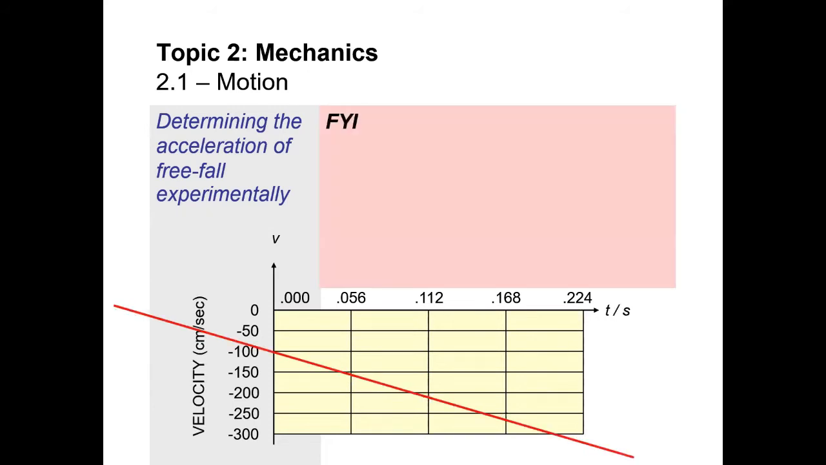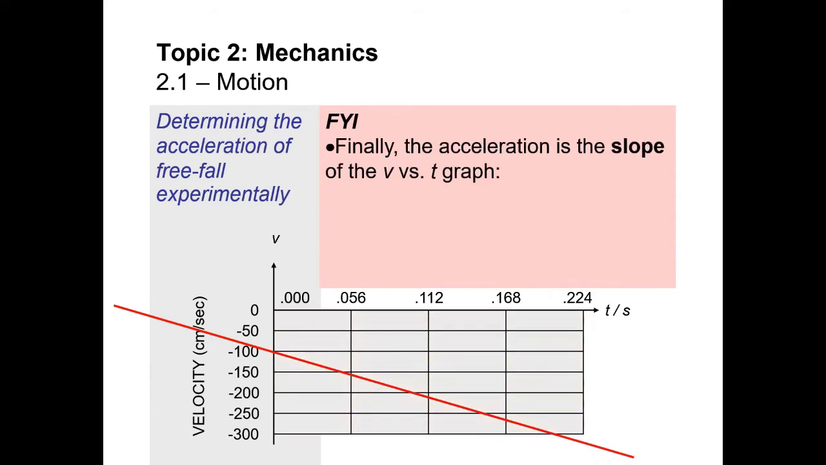Best fit line. The graph of velocity versus time is linear and acceleration is constant. Finally, the acceleration is the slope of the velocity versus time graph, or the gradient of the velocity versus time graph.